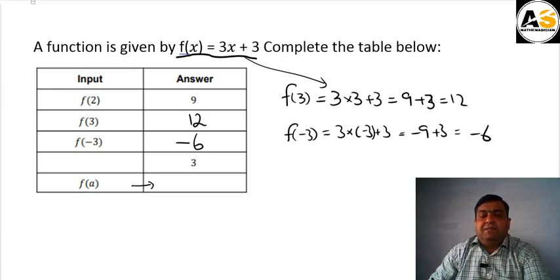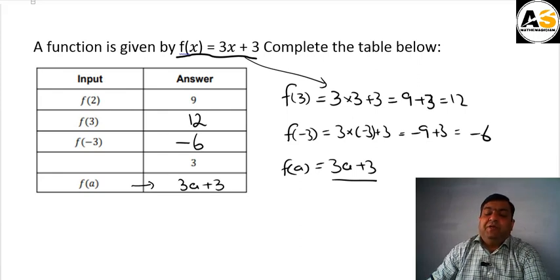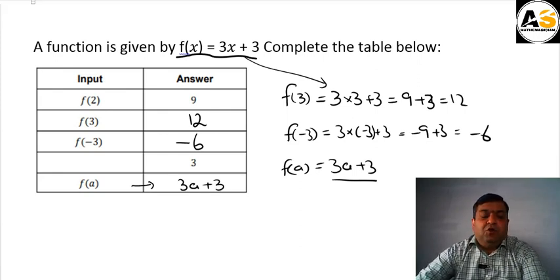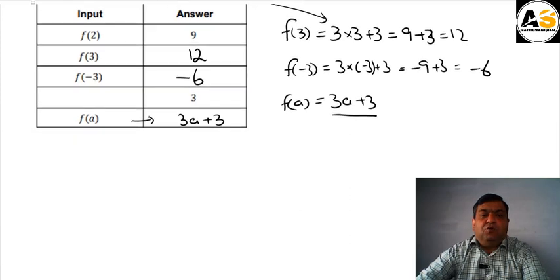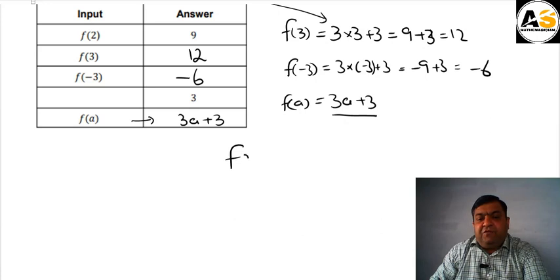Similarly, for this, f of a is equal to 3 multiplied by a plus 3. Since a is unknown, we cannot further simplify it. So this will be 3a plus 3. Now we come to the third row of this table. We are given the answer, we have to find the input value of x. Okay, we are given that f of x is equal to 3, this 3. We have to find what will be the x.